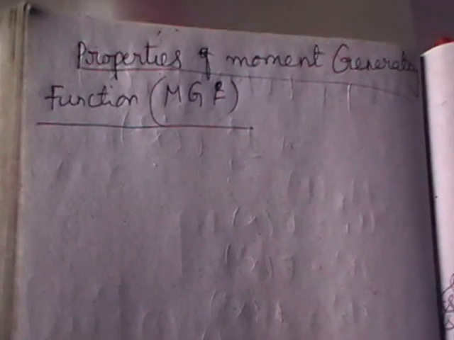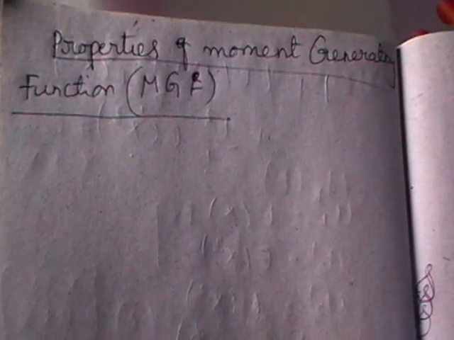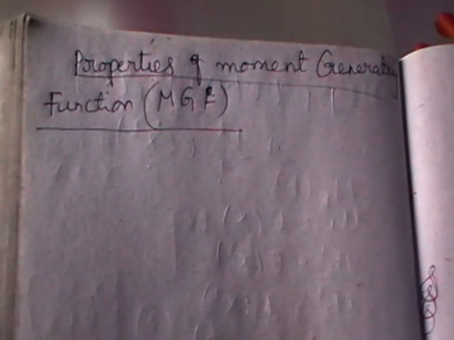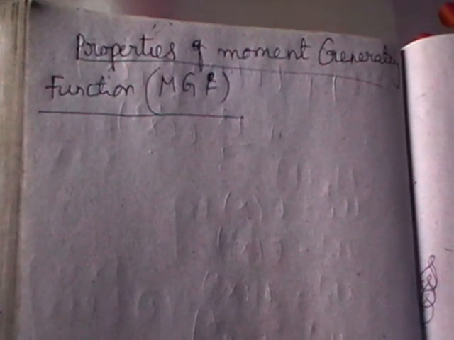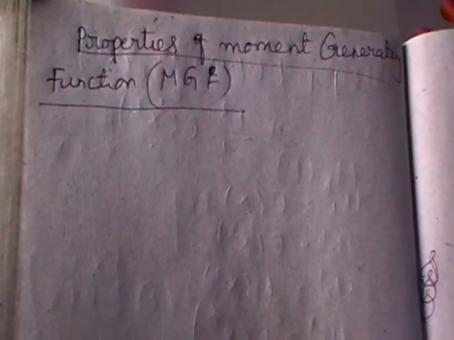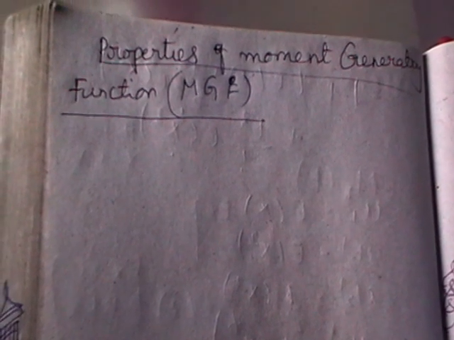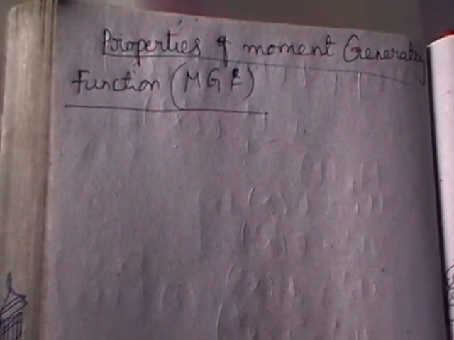We started generating functions. As I said, generating functions are used to generate moments. We have three types of generating functions: the moment generating function (MGF), the characteristic function (CF), and the cumulative generating function (CGF).